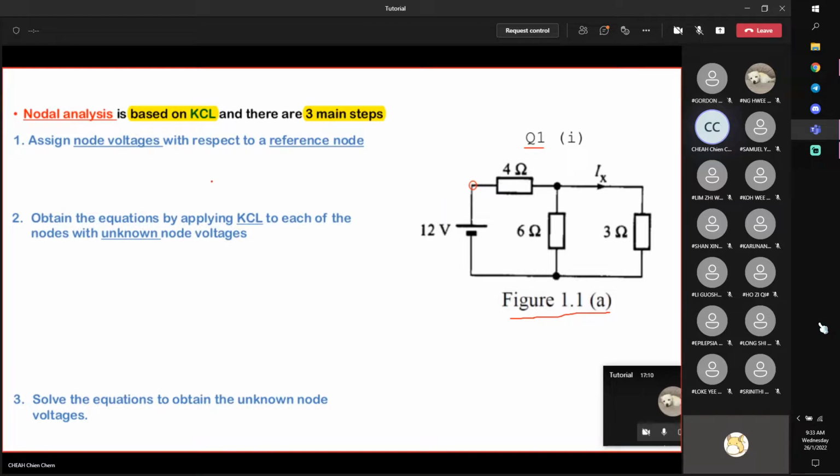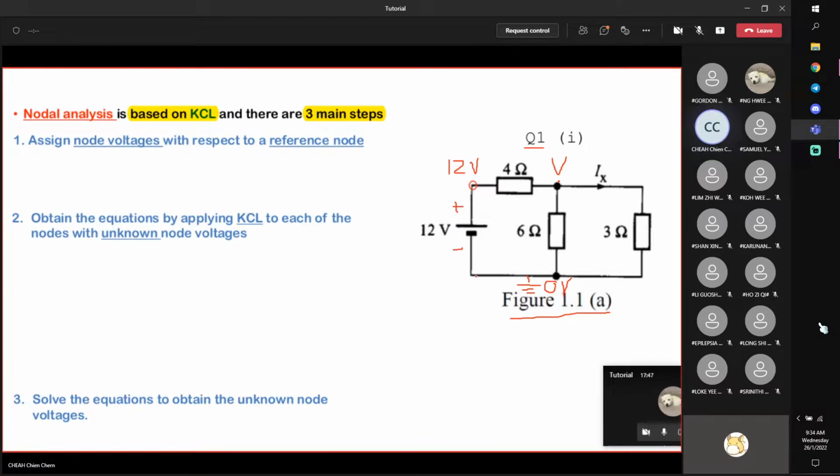Firstly, nodal analysis says that you assign node voltages with respect to a reference node. And over here, we have a reference node which is connected to ground, 0 volt. Everything is with respect to this reference node. For example, over here, if you put a node voltage V, it means that it is V with respect to ground. And similarly, over here, we have a known node voltage of 12 volts because there's a voltage source here, and it is an independent voltage source of 12 volts.